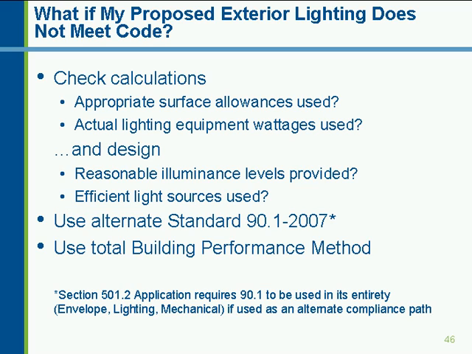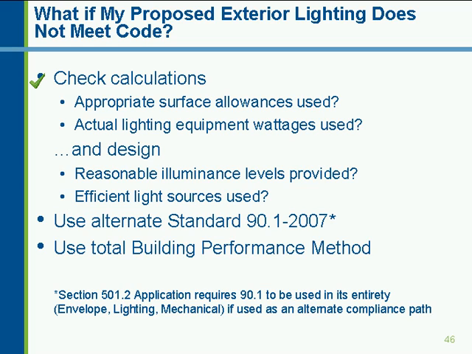So once you've added up all of your wattage, you've compared it to your proposed. If you aren't meeting the code, what do you do? Again, first thing to do is check your calculations. Make sure you've applied the appropriate surfaces, that you've claimed all the allowances you can get. Make sure you're using the actual lighting equipment wattages, again, based on those rules. And look at your design. Did you use reasonable exterior luminance values? Again, the IES provides exterior luminance recommendations. If you're well above those, then you're going to have trouble meeting the code.